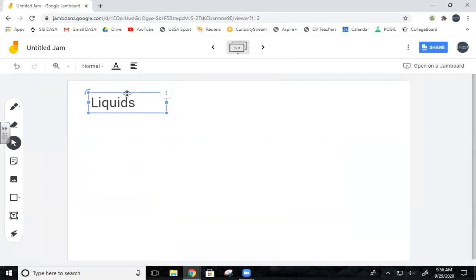Yeah, this should be very similar to 5th and 6th grade science, but we're going to get a lot more complex in just a little bit. Okay? Liquids.